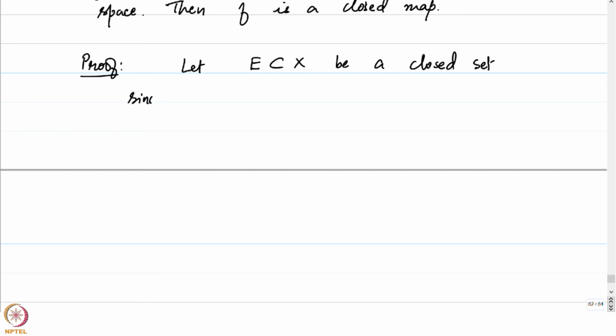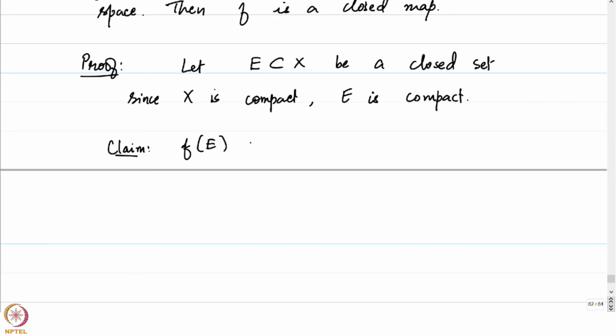Since X is compact, a closed subset of a compact metric space is also compact. And now a claim, which maybe I should leave as an exercise: a continuous mapping always takes compact sets to compact sets. F of E is compact. Well, it's not difficult to check this. I will leave it as an exercise by giving you an idea.